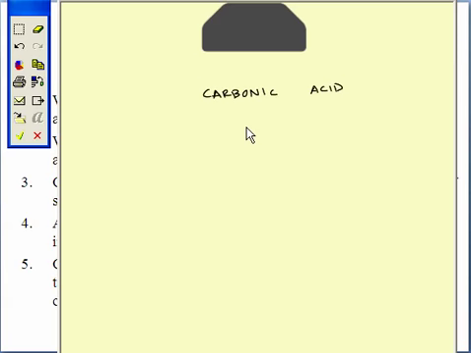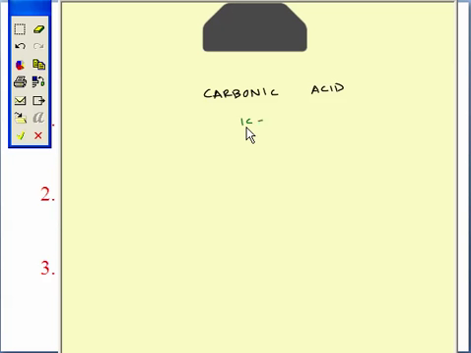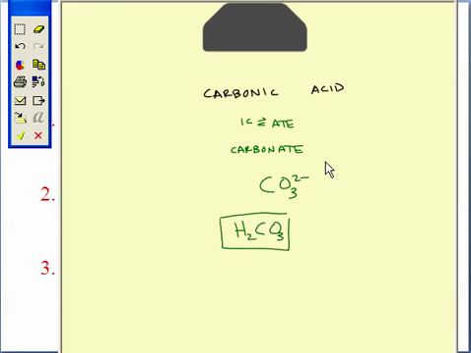So pause the slide and see if you can figure out the formula for carbonic acid. Okay, so we remember -ic means -ate. So this acid is based on carbonate. And carbonate has a formula of CO3 2-. Now we know how many hydrogens we should have, 2. So H2CO3 is the formula. If you got it, give yourself a high five.